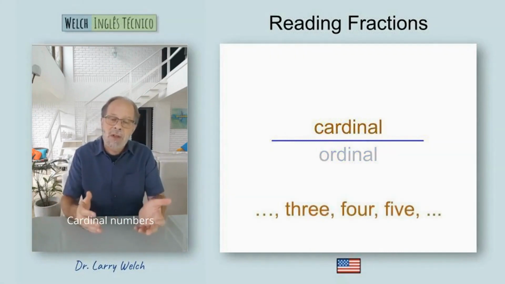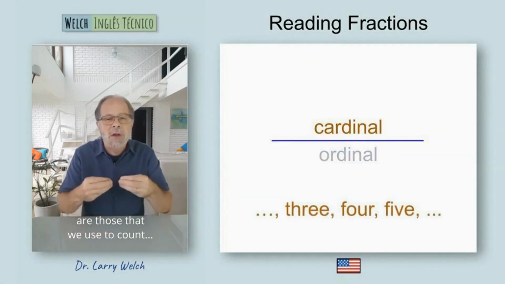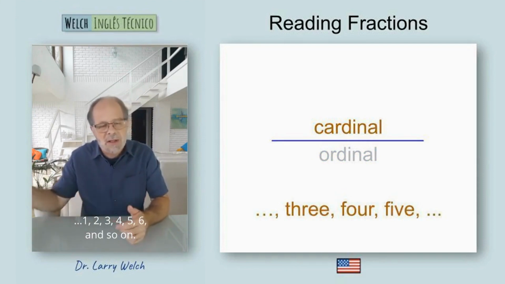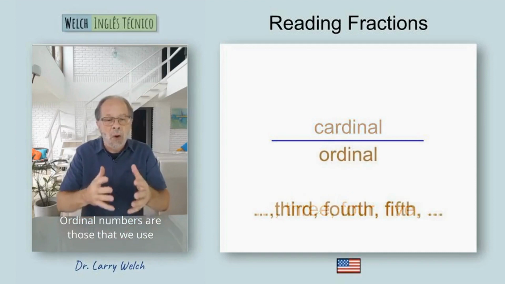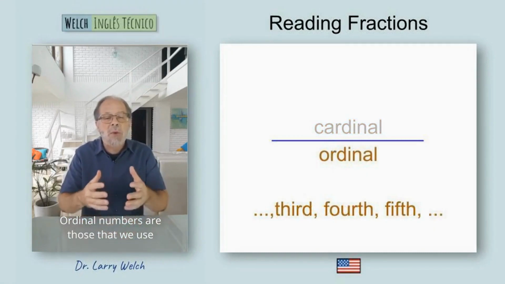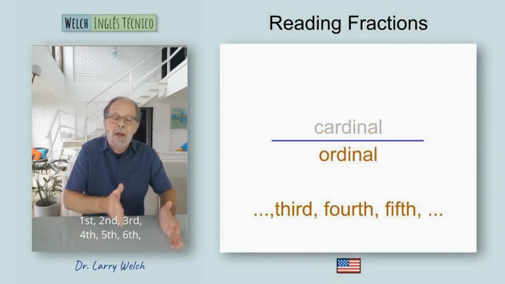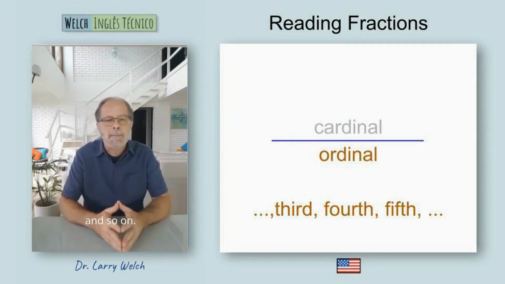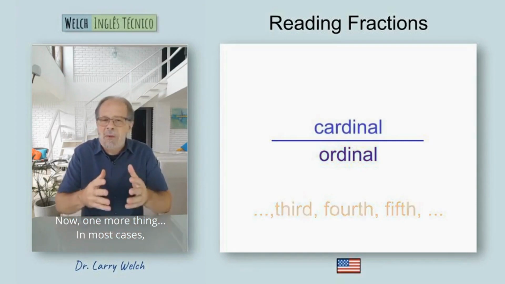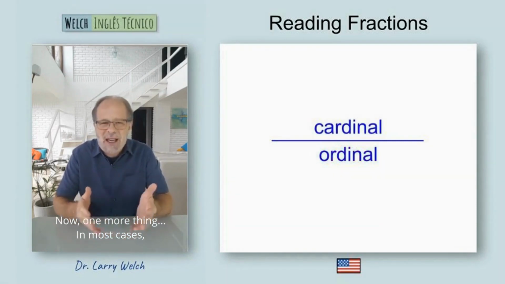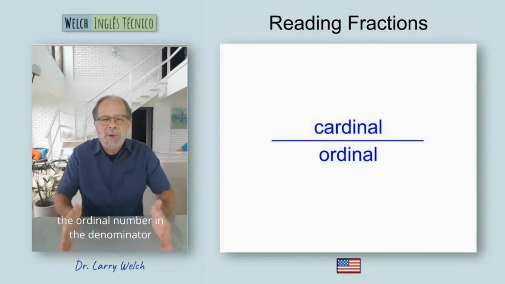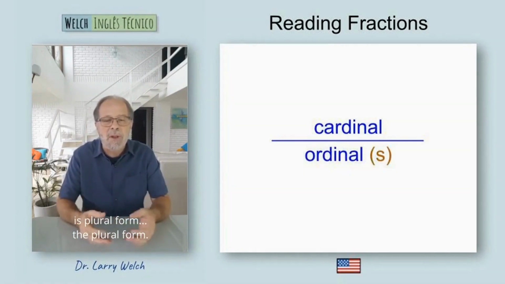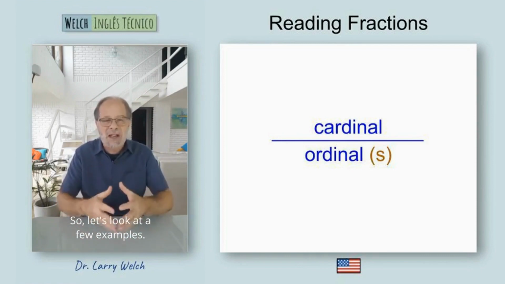Remember cardinals? Cardinal numbers are those that we use to count. 1, 2, 3, 4, 5, 6, and so on. Ordinal numbers are those that we use to show the order. 1st, 2nd, 3rd, 4th, 5th, 6th, and so on. Now, one more thing. In most cases, the ordinal number in the denominator is in the plural form. So let's look at a few examples.